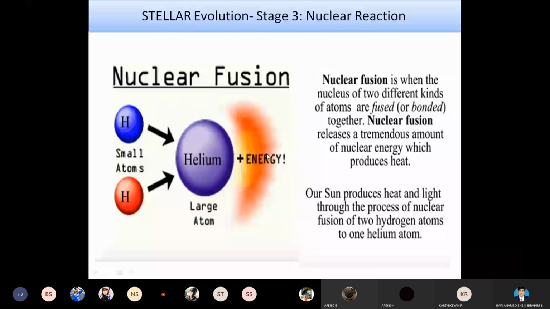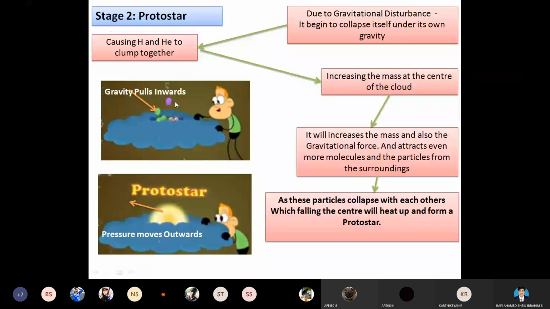A protostar is actually a collection of masses. These masses in turn develop internal pressure. That internal pressure makes it a hot protostar.